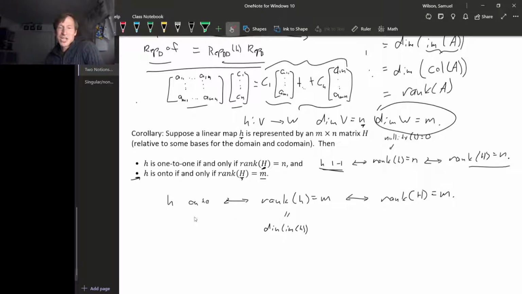So again, we can check if a linear map is onto by thinking about the rank of the representing matrix. And working with the representing matrix is easier, again, because to find the rank you just row reduce and count up the pivots.